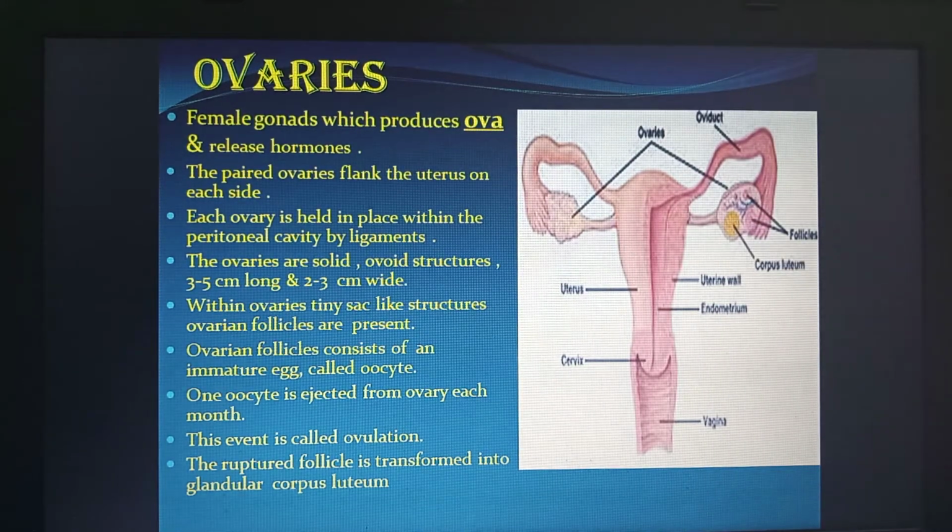The ovaries are solid, ovoid structures, 3 to 5 centimeters long and 2 to 3 centimeters wide. Within ovaries, tiny sac-like structures, ovarian follicles, are present. These are the follicles. Ovarian follicles consist of an immature egg called oocyte. One oocyte is ejected from ovary each month. This event is called ovulation. The ruptured follicle is transformed into glandular corpus luteum.